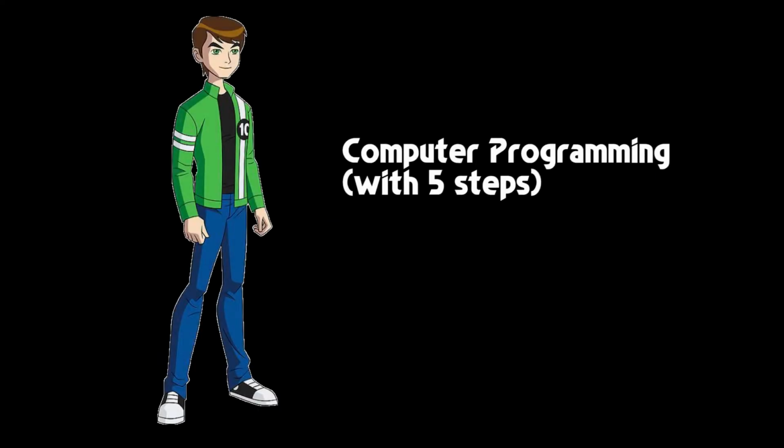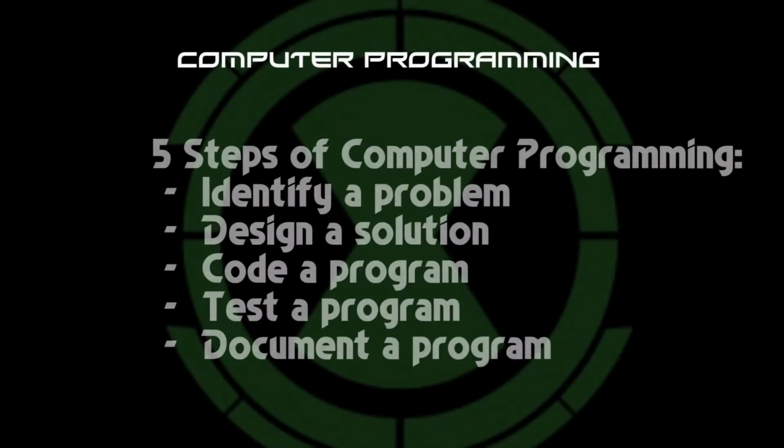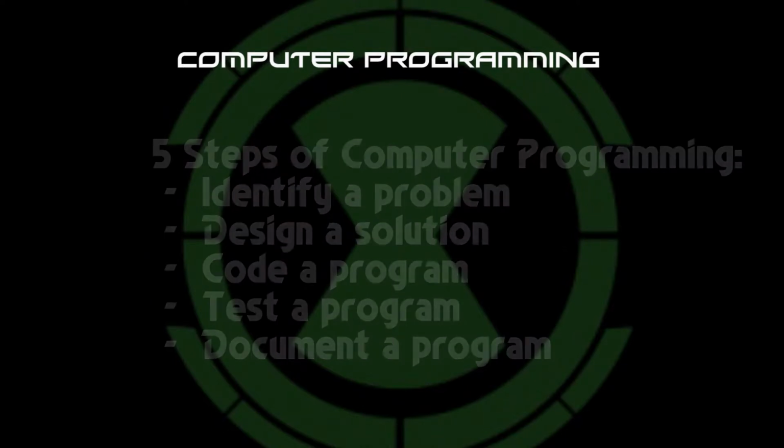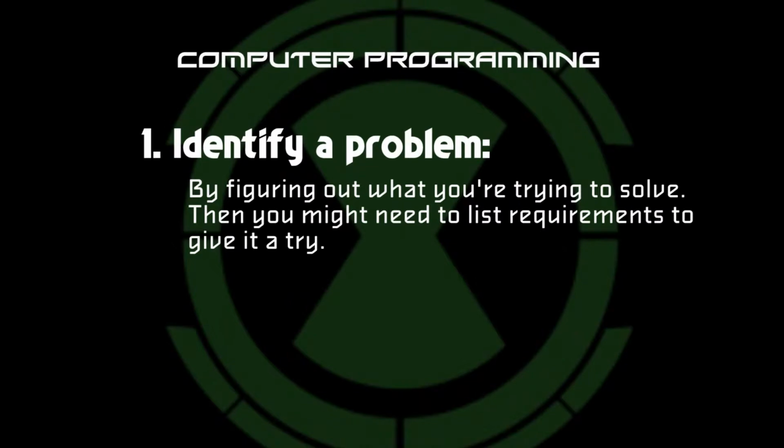With 5 steps, we will learn about these techniques. Learn 5 steps of computer programming. Identify a problem. Design a solution. Code a program. Test a program. And document a program. The first step is to identify a problem.